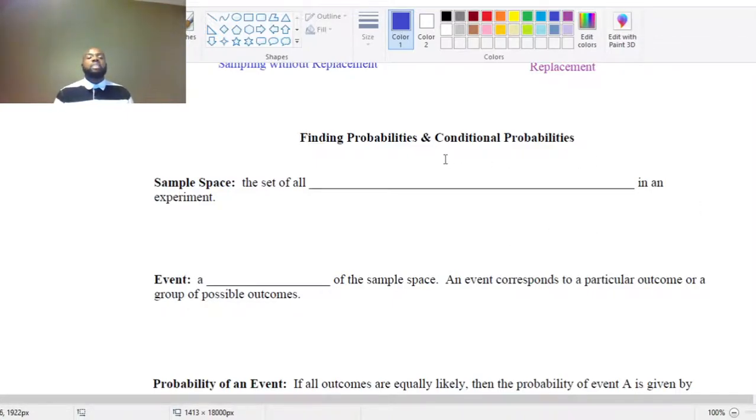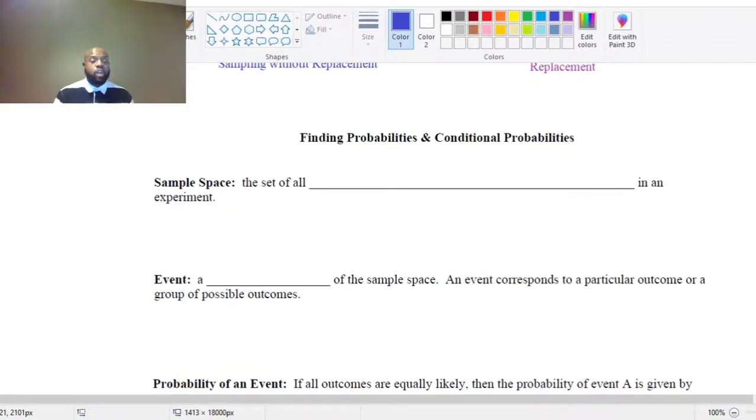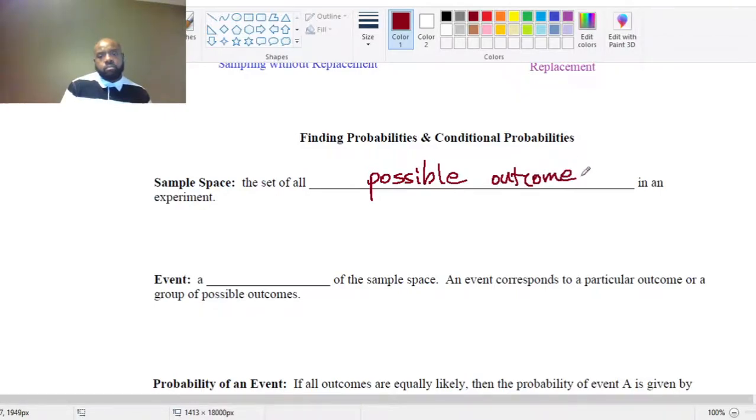All right. And so these next two sections are about finding probabilities and conditional probabilities. And so we're going to define a bunch of terms here. For instance, a sample space. A sample space is the set of all possible outcomes in an experiment. All right. And so let's say our experiment is rolling a dice.